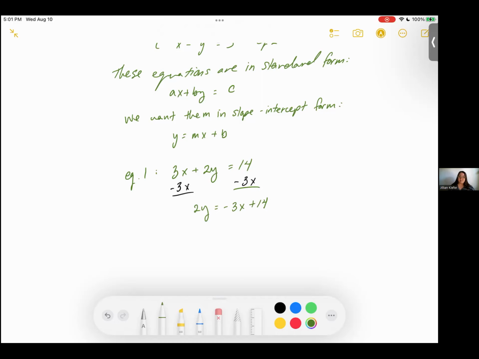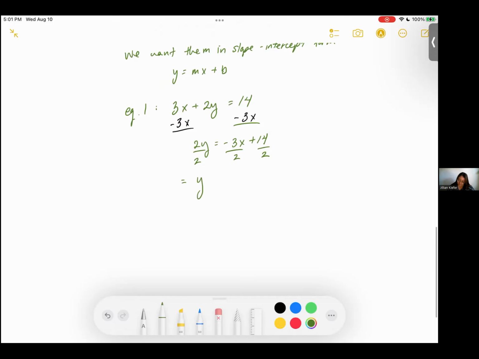Now we've got to get rid of the number in front of y. So we're going to go ahead and divide everything by 2. Every one of these values gets divided by 2. And this result is y equals negative 3/2 x plus 7. So there we go. That is equation 1 in slope-intercept form. This is what we're going to use when we go to graph each equation. We're going to use this version instead of the original.